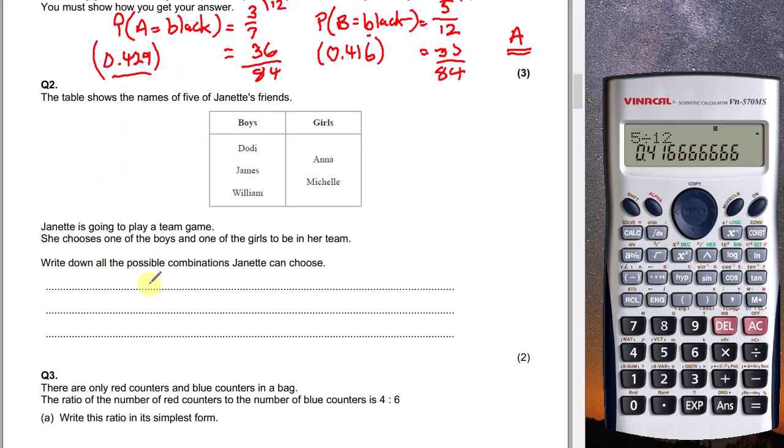Question 2. Listing all possible outcomes. It's best to work through things in a logical manner with this. So if I do Dodie on the first line, who can he be paired with? Because it's one of that from each. So for each boy, we need each girl. So we could have Anna. Dodie could also be paired with Michelle, James, and Anna. And once you get to somewhere about this, you've probably got the first point because you've started showing all possibilities.